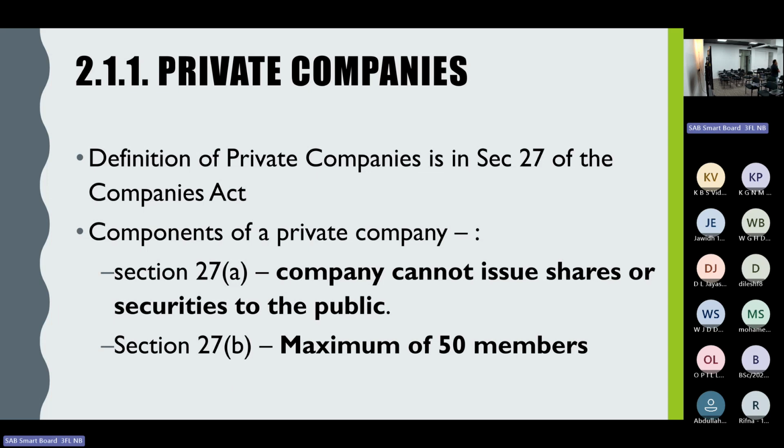One is that it limits its members to 50, excluding employees. And it cannot issue shares and other securities to the general public. If those two clauses are there in the articles of association of a company, it is a private limited company. If not, it is not a private limited company. It should limit its members to 50, excluding employees, and there must be another clause that it will not issue shares or other securities to the general public. Then and only then does a company become a private limited company. Is it clear?